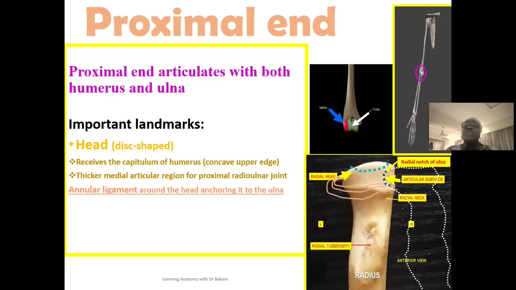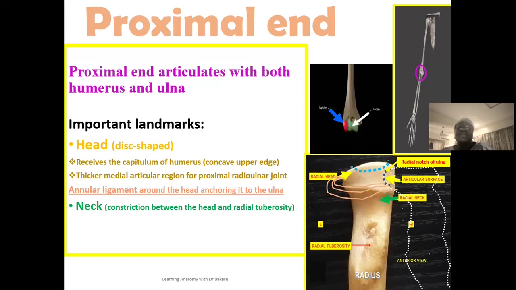So it is seen to further help hold the head of the radius with the ulna. And this is helping to reinforce the proximal radioulnar joint. So at this point, we see that this ligament is related also to the head of the radius. Then if you go more inferiorly, you have the neck. This is where we have the neck of the radius that is arrowed here in green.